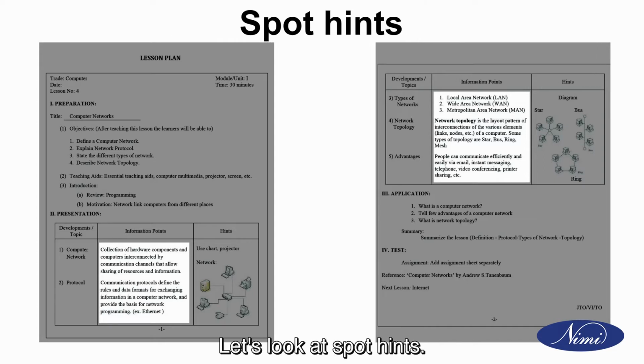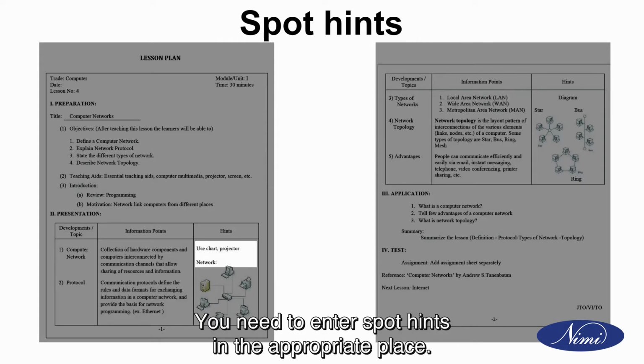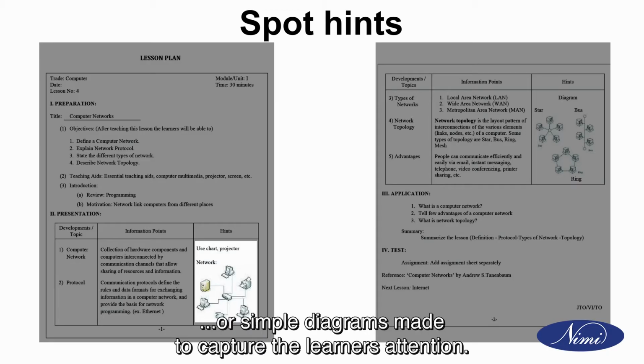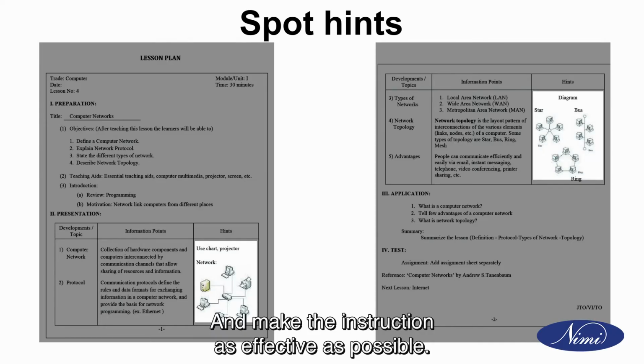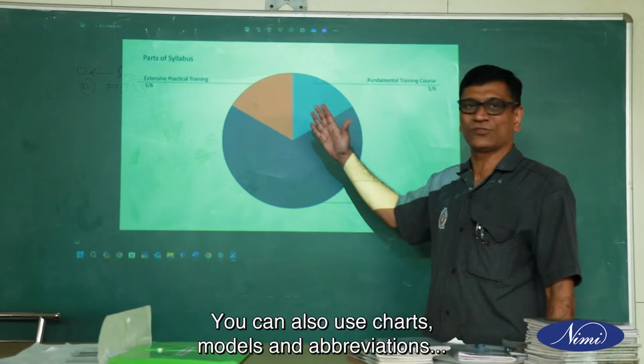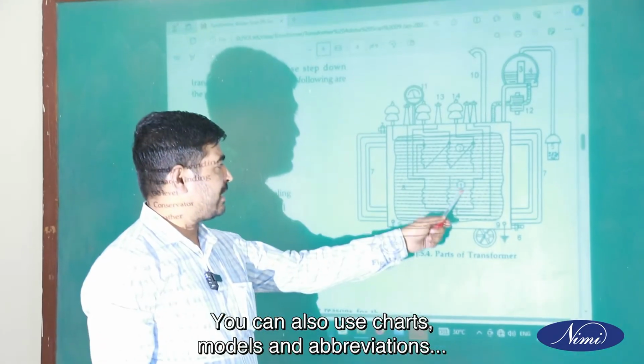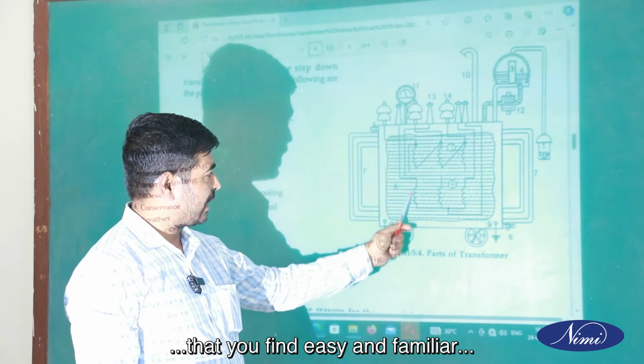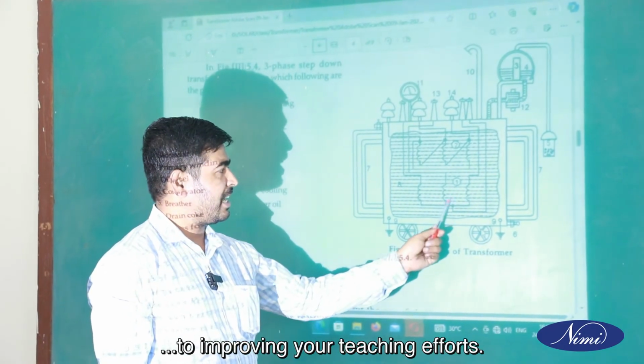Let's look at spot hints. You need to enter spot hints in the appropriate place. These hints can be in the form of codes, symbols, or simple diagrams made to capture the learner's attention and make the instruction as effective as possible. You can also use charts, models, and abbreviations that you find easy and familiar to improve your teaching efforts.